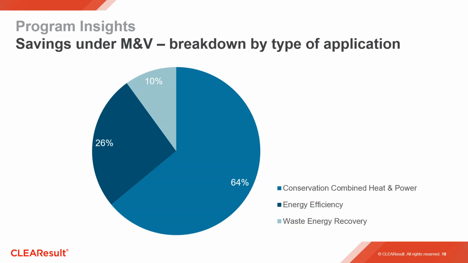These CHP projects sometimes involved large systems with multiple IC units or gas turbine generators, sometimes even coupled with absorption chillers, which added to the savings, thus resulting in much higher savings compared to energy efficiency projects. Some typical energy efficiency projects include compressed air system upgrades, refrigeration optimization, installation of VFDs, motor replacements, and so forth.